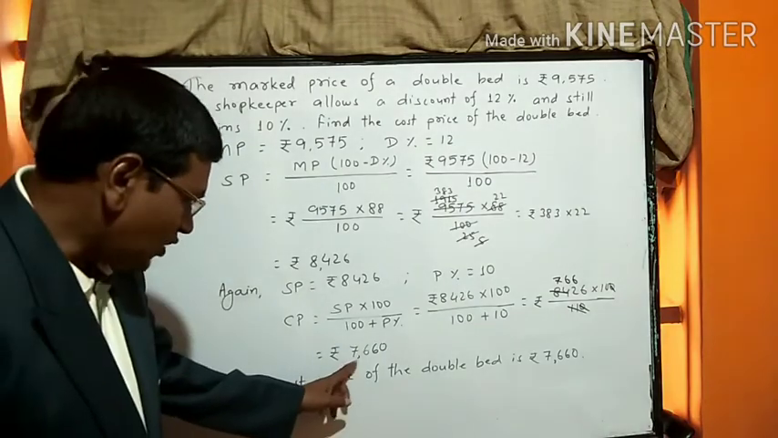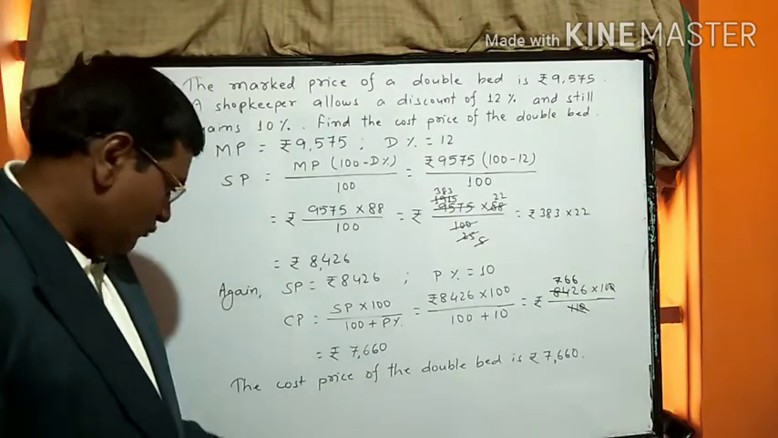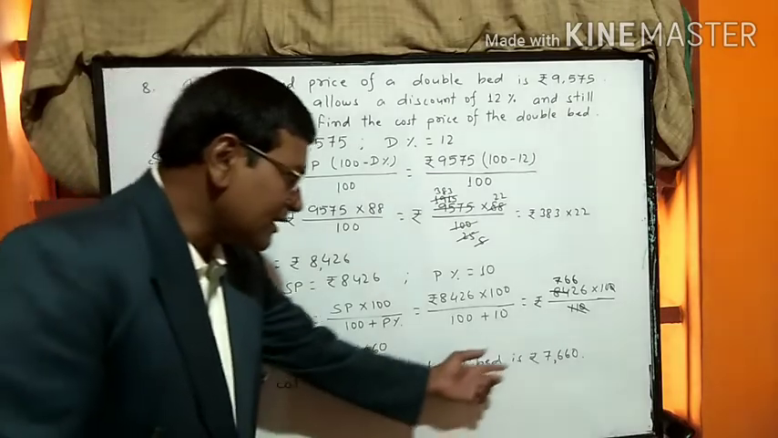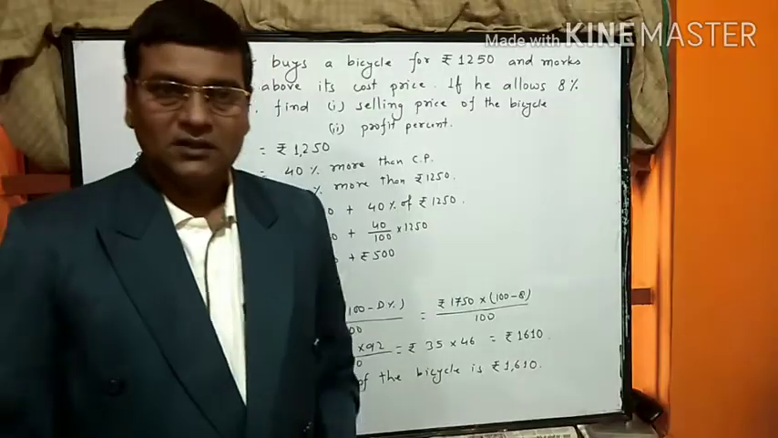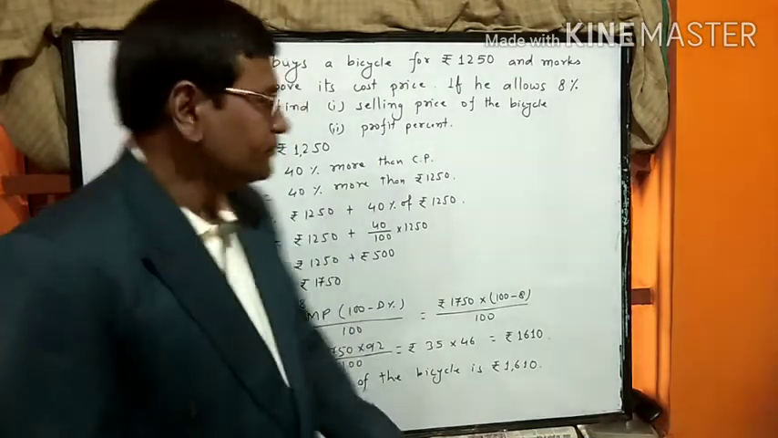So it is 7,660. The cost price of the double bed is rupees 7,660. Now question number 9.